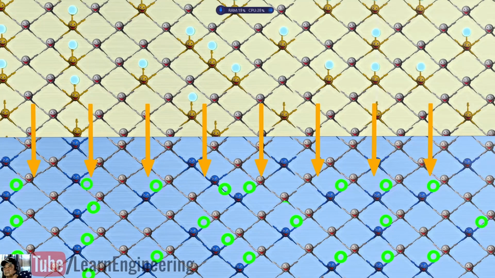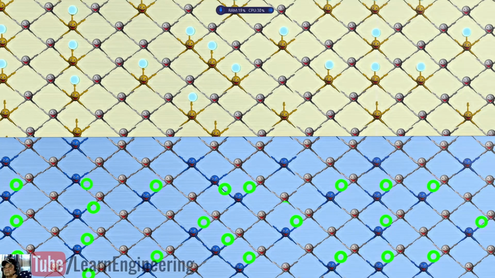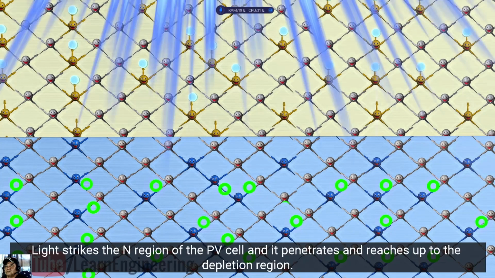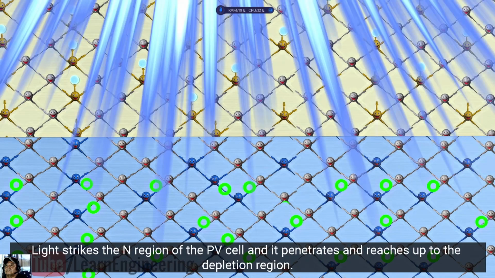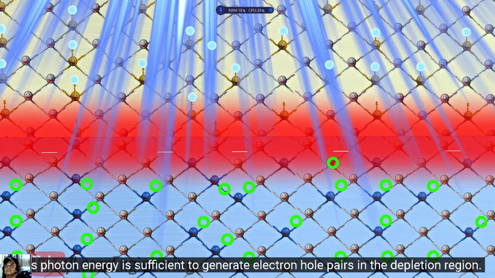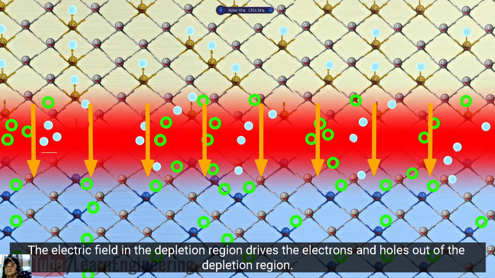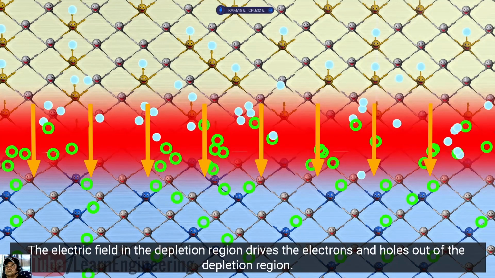Let's see it in detail. When the light strikes the p-n junction, something very interesting happens. Light strikes the n region of the PV cell, and it penetrates and reaches up to the depletion region. This photon energy is sufficient to generate electron-hole pairs in the depletion region. The electric field in the depletion region drives the electrons and holes out of the depletion region.